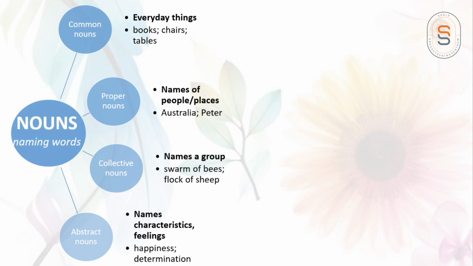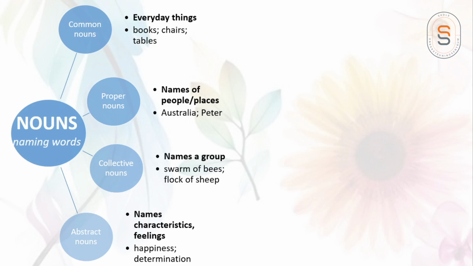Right, our next one is a collective noun. A collective noun names a collection or a group, and you can replace that with lots of. So instead of saying lots of teachers, you can say a staff of teachers, or lots of pupils, you can say a class of pupils, a swarm of bees, a flock of sheep.